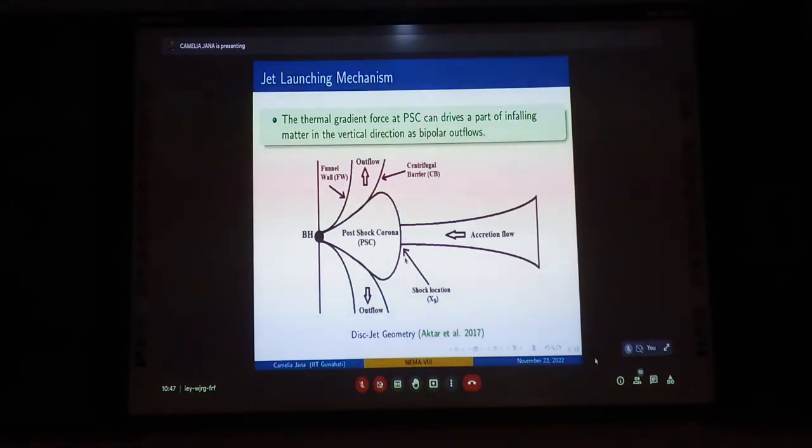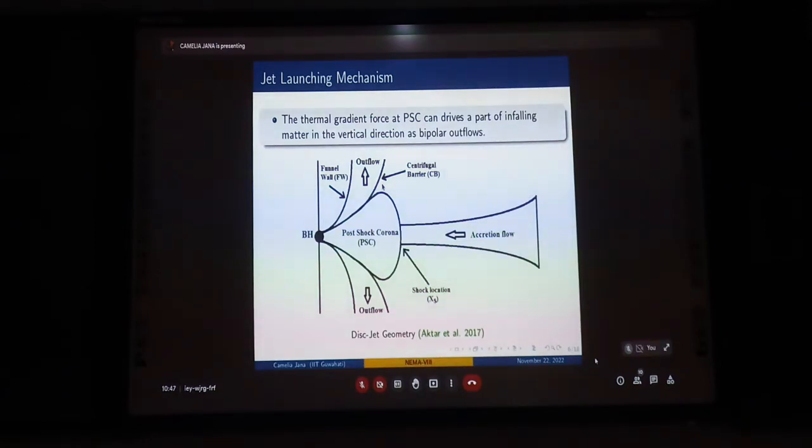Then it makes the shock transition. This is the PSC. From the PSC, a fraction of matter is going out as the outflow, and from simulation it has been observed that this outflow will always be guided by the two walls. One is called the funnel wall and another is called the centrifugal barrier.